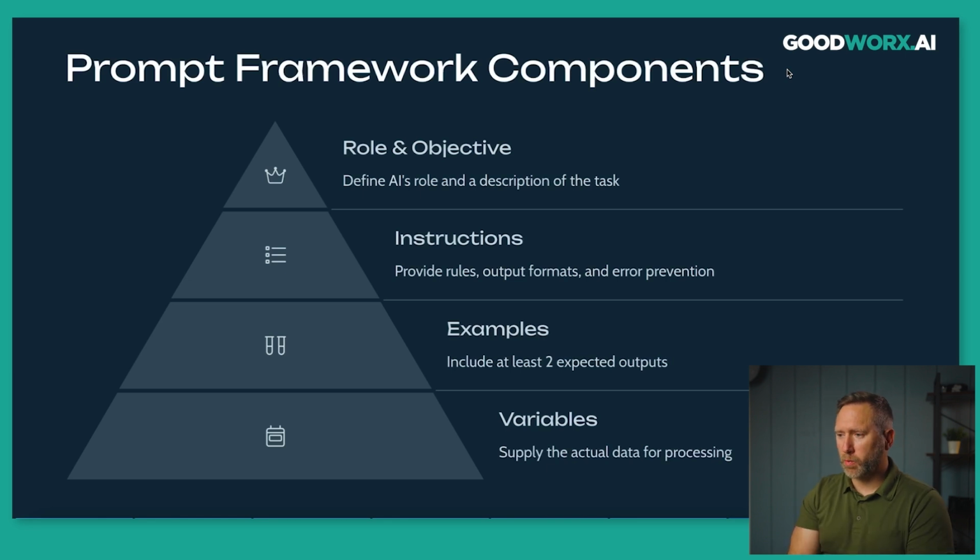And number 1 is role and objective. Define the AI's role and a description of the task. Number 2, provide instructions. Provide rules, output formats, and error prevention. And don't worry, I'll show you an example of all this in a minute. Number 3, examples. Include at least 2 examples of expected outputs. And number 4, variables. Supply the actual data that you want to process.